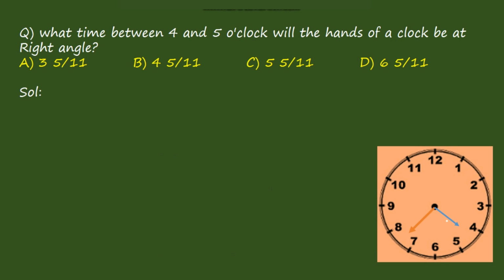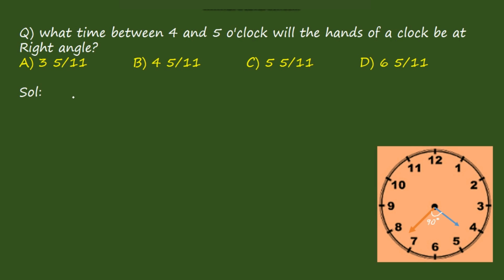Okay, they are saying that between 4 and 5, they will be forming a right angle. What is meant by right angle? A right angle is nothing but an angle of 90 degrees. We'll be using it in a formula. Theoretically, I will be showing you how to do it also.